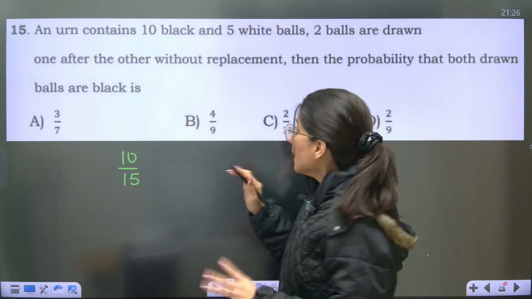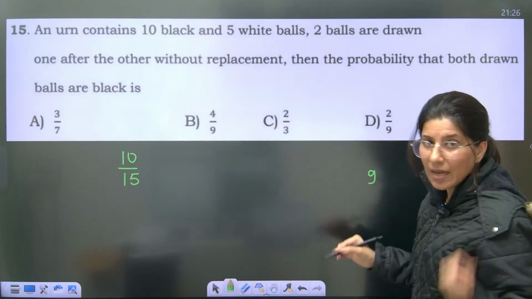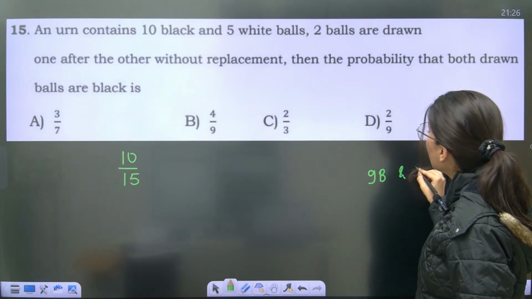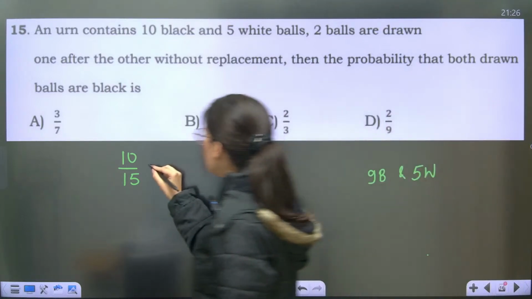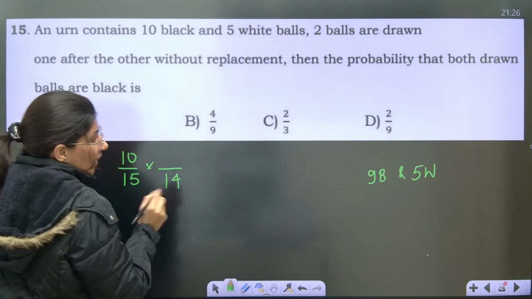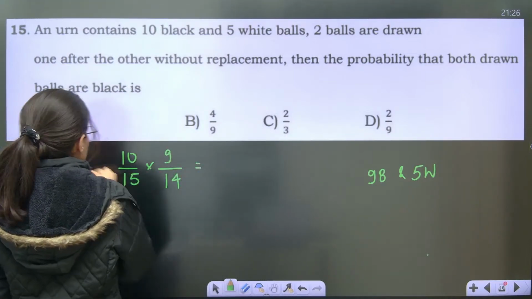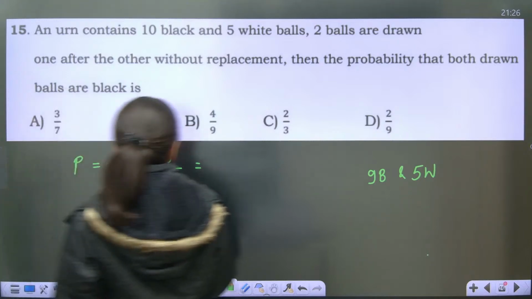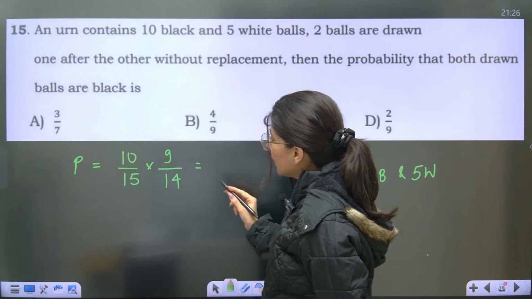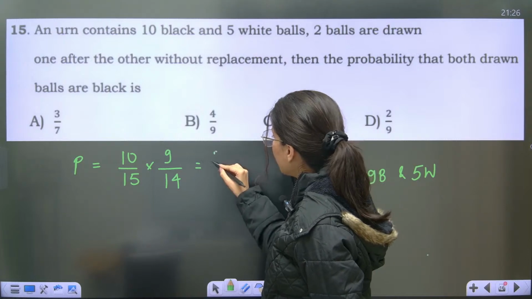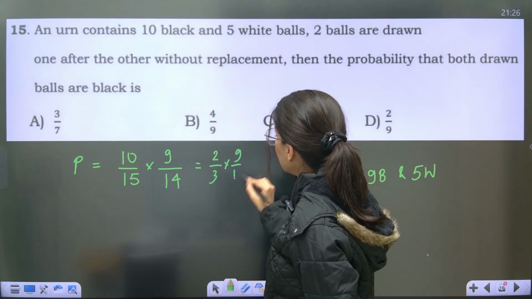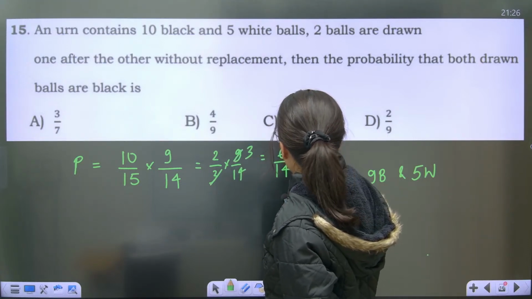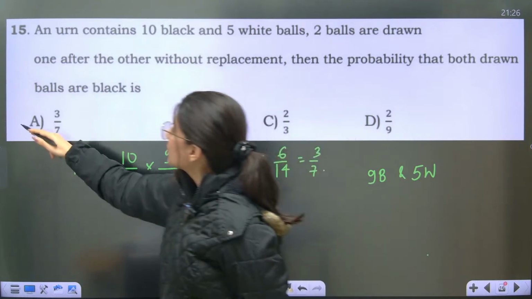Now after this situation, because one black ball is out, one black ball you have taken out, now you have 9 black and 5 white. So the total number of balls will be 14, and this is going to become 9 by 14. This is your probability, correct? Probability: 5 2s are 10, 5 3s are 15, so 2 by 3 into 9 by 14, 3 1s are 3, 3 3s are 9, so 6 by 14, or 3 by 7, option A.